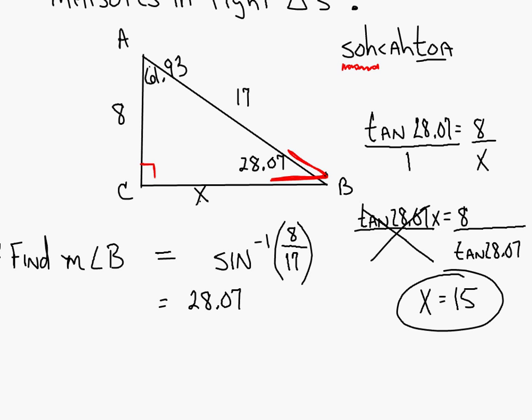Any questions? All right, let's do one more. Right triangle, X, Y, Z. Angle Y is your 90. And you're given X to Y is 25, and X to Z is 30. And let's find the measure of angle X.